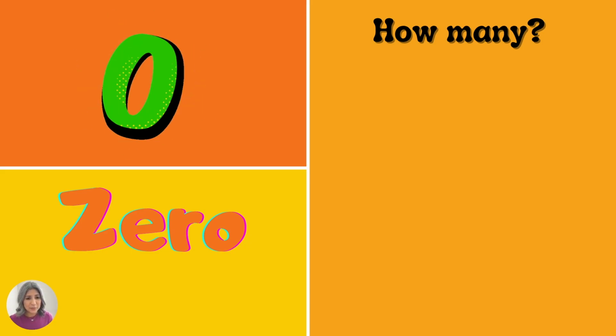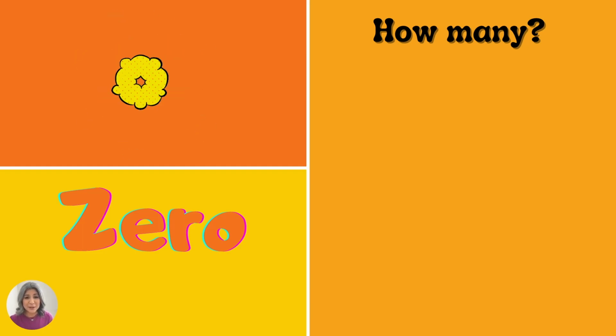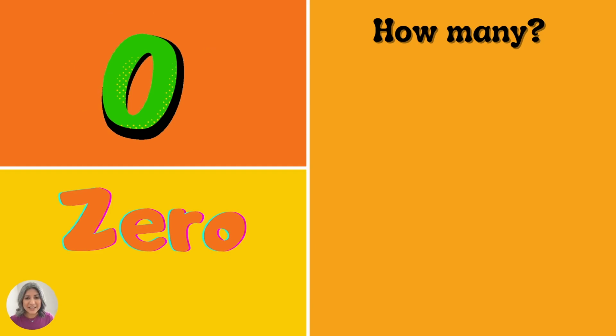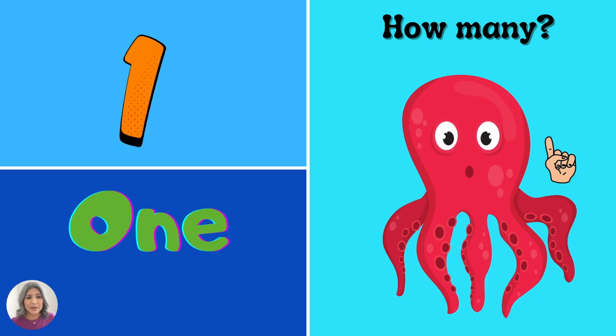Let's look at the number 0. Sometimes 0 can be confused for the letter O. They look the same, but this is the number 0. 0 is spelled Z-E-R-O, and our picture is blank because 0 is nothing. Now let's look at the number 1. 1 is spelled O-N-E. How many octopus can you see? I see 1. Did you count 1 as well?